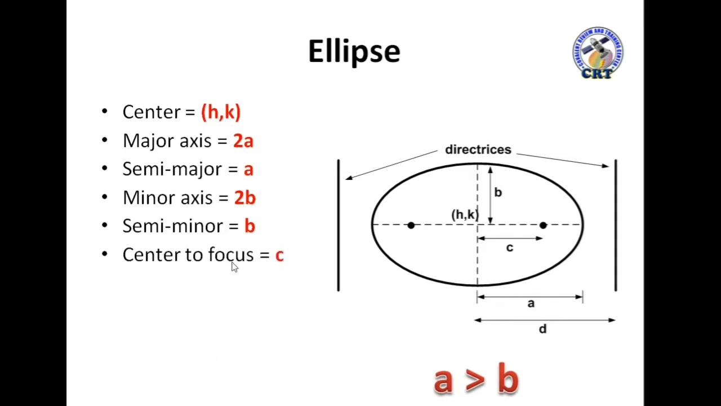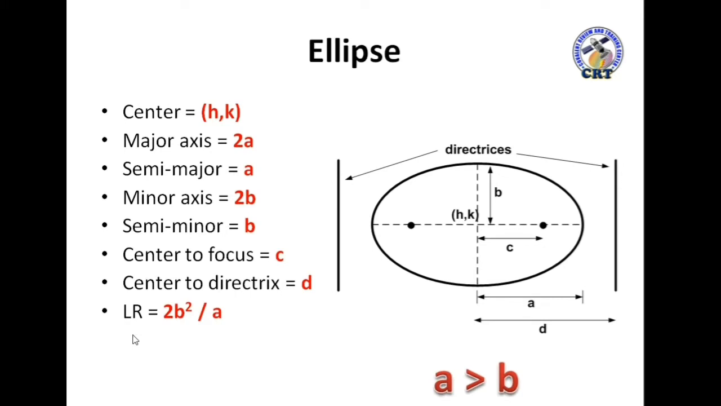Center to focus. Pag sinukat mo naman yan from center to focus or foci, dahil dalawa na yung focus dito. So, represented by C. Yan yung length niyan. Center to one foci, C. Then, center to one directrix. So, dalawa kasing directrix dito. So, from center to one directrix, ang length niyan represented by D.